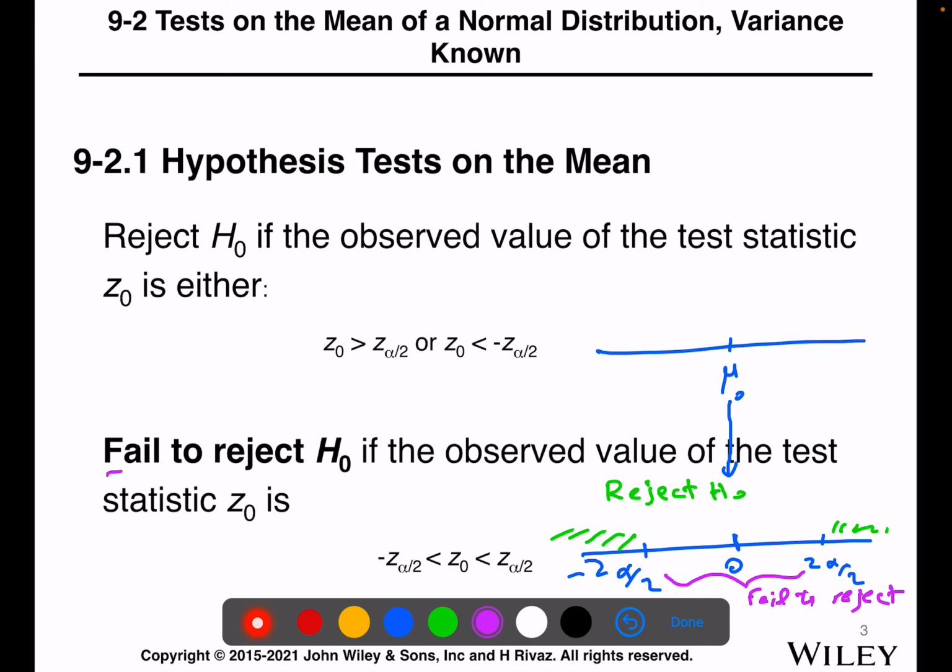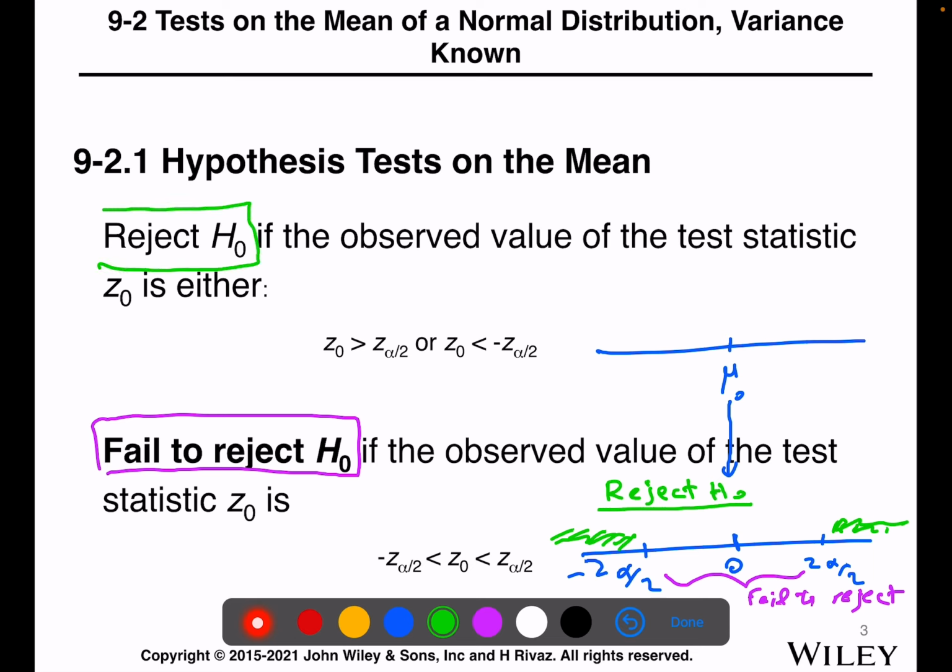So this is what I wrote in purple here. If it's in this middle range, we fail to reject. If it's in this border range, we say that we reject H0. Any questions?